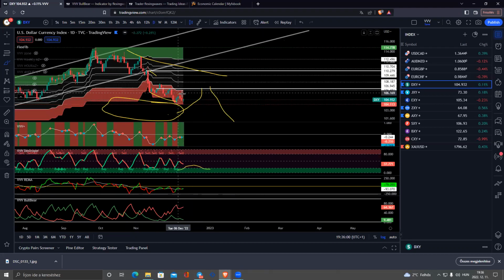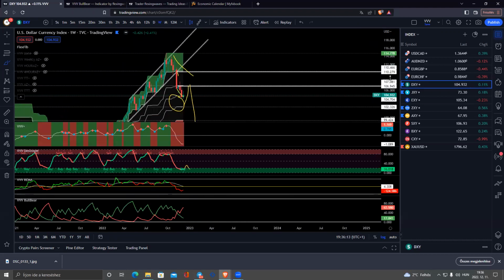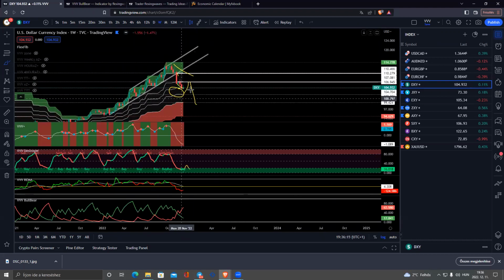what I want to see from the DXY is a correction right now, like I drew last week, this, and then I continue move down, and from that down movement, I expect a big move up actually. So the up move will be bigger, even bigger than what we see right now.